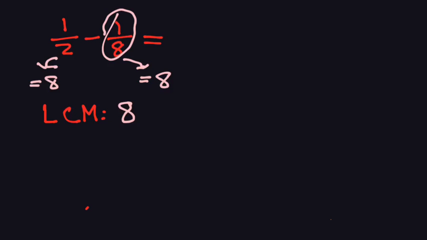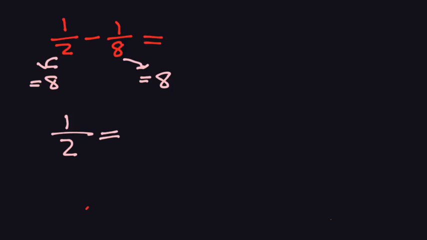So thankfully, we have nothing to worry about. However, in our first fraction, the 1/2, we do not have our denominator equal to 8. So what we're going to need to do is set 1/2 equal to a mystery fraction that has a denominator of 8, because we want to get our denominators equal to the least common multiple.